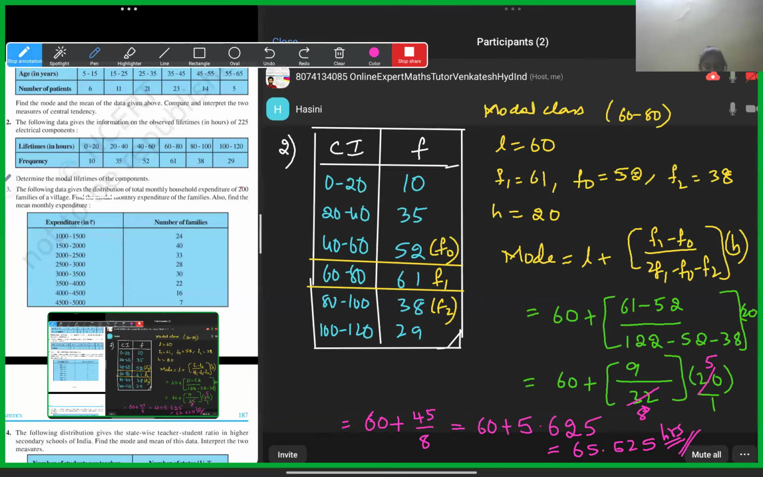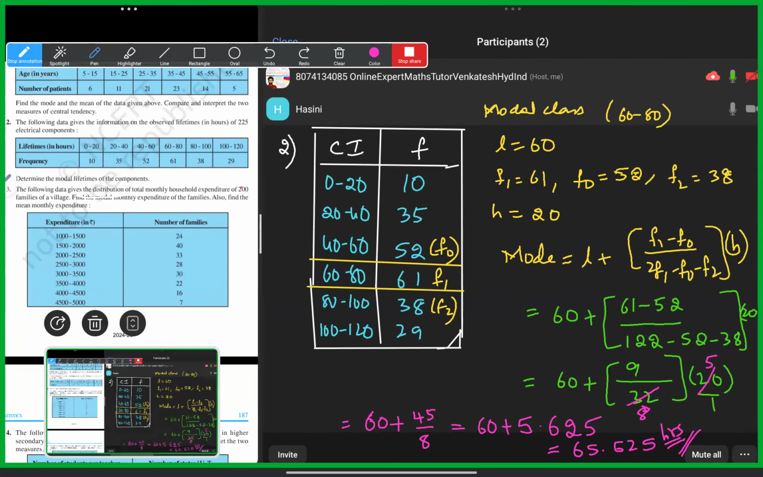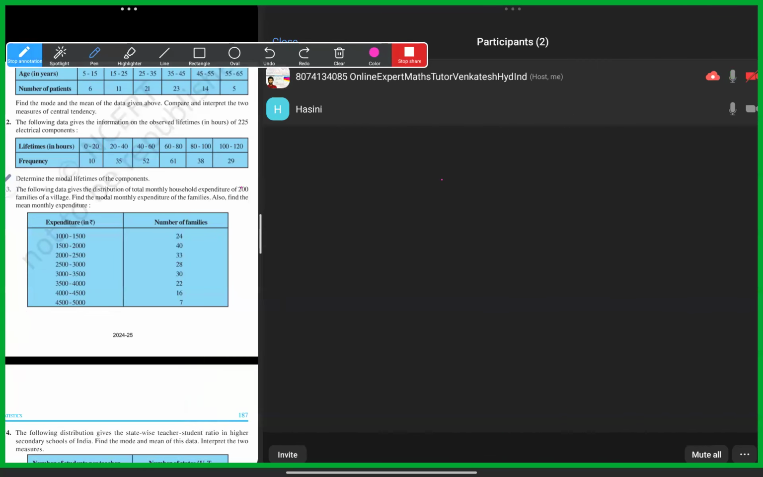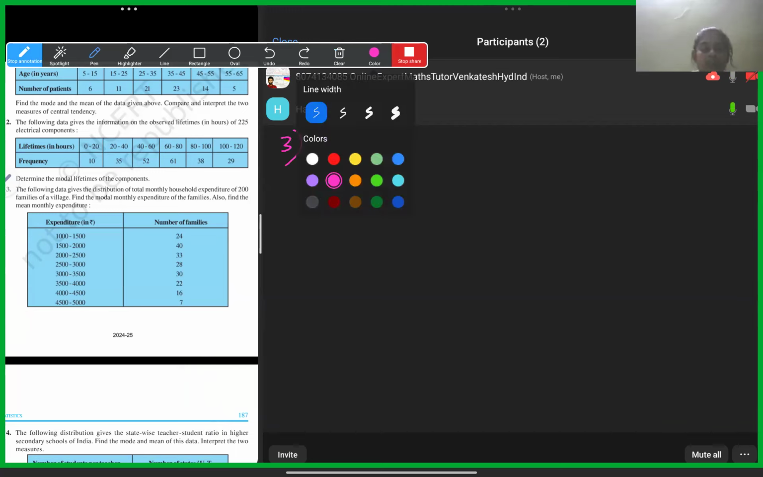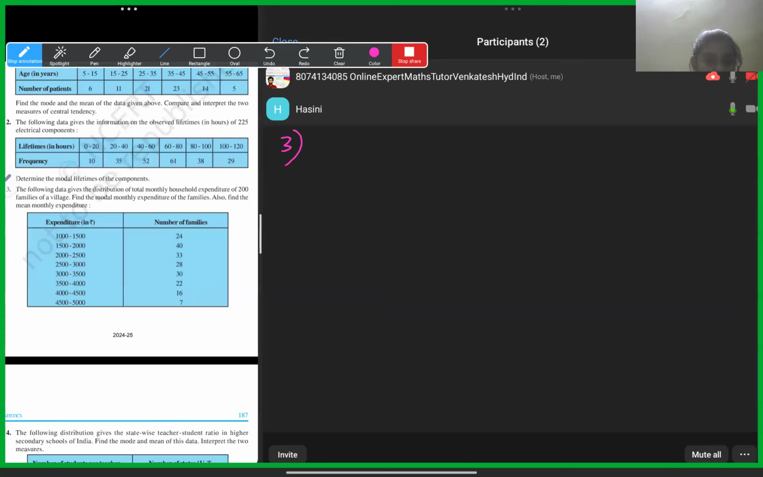Okay, sir. So once we read the third question, Hasmi. The following data gives the distribution of total monthly household expenditure of 200 families of a village. Find the modal monthly expenditure of the family. Also find the mean monthly expenditure. Yes, Hasmi, for this also they're asking both mean and mode. Mean you can try it.